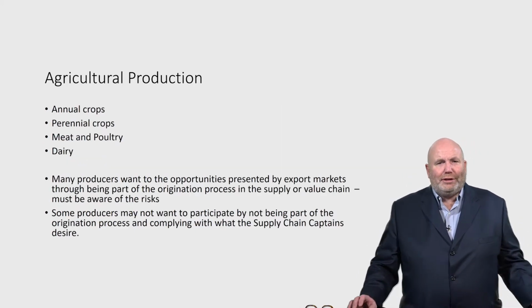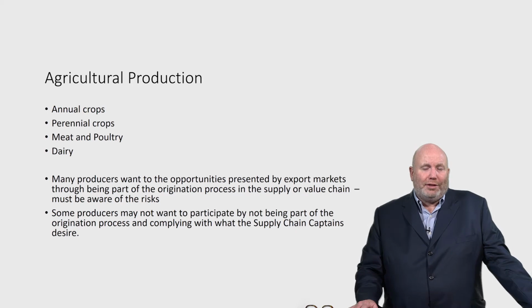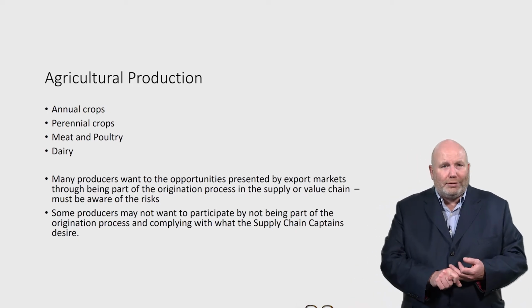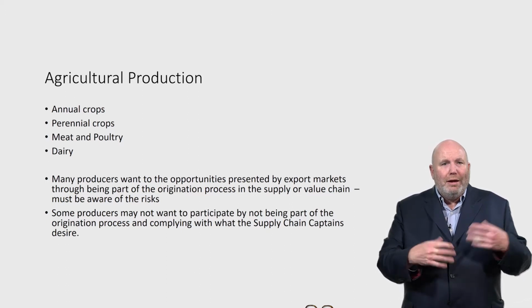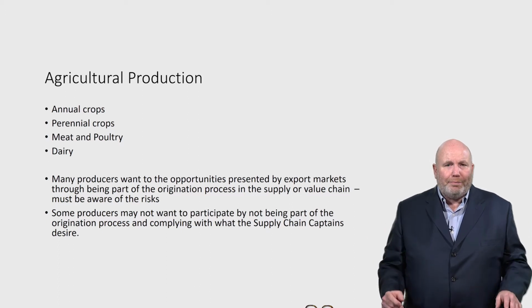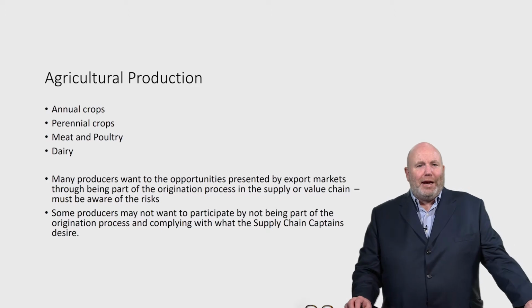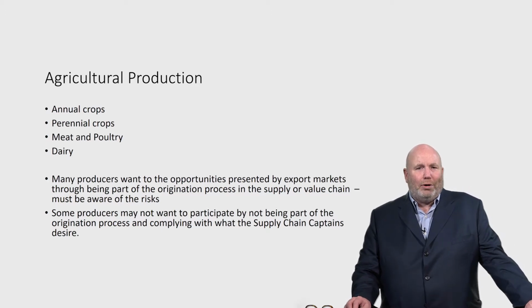So I'm going to structure this thinking about annual crops. These are things like corn, soybeans, grain sorghum, things we're very familiar with. Perennial crops, orchard crops, nut crops, those types of things. Meat and poultry, and then dairy. Again, not every producer is going to be available if they want to take advantage of the export markets.